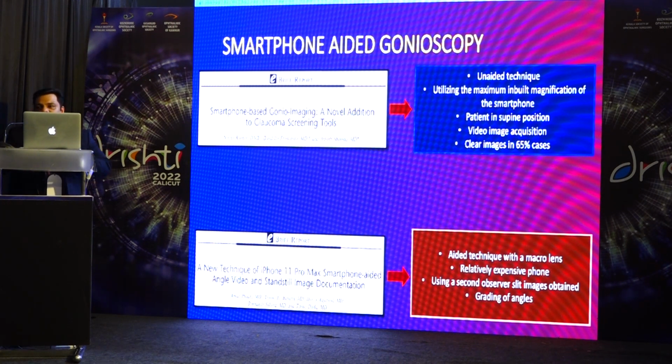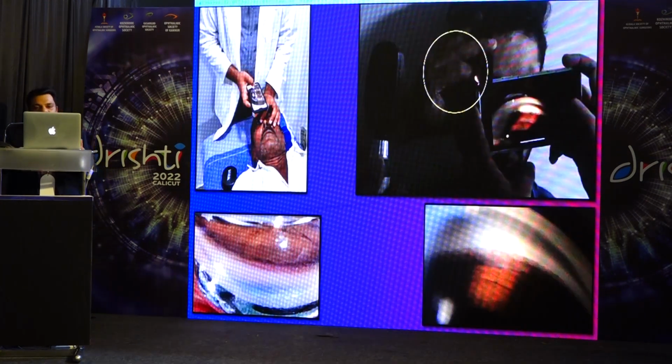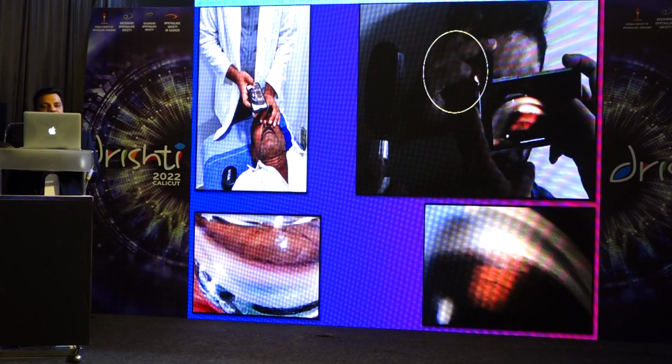Two previous small innovative techniques were published in the Journal of Glaucoma, utilizing the smartphone, but they were unaided techniques. They did not use any macro lens, and the patient needed to be in a supine position to get these images. This first image shows the patient in supine position, and using a gonio mirror, you just directly use a smartphone and click the angle images. You could get a wide field view, but not a very clear view to actually grade or image the angle.